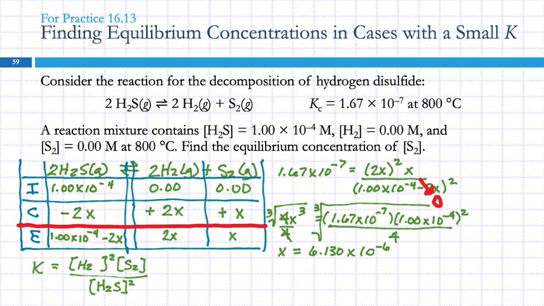6.13 times 10 to the minus 6. That's pretty small, right? How do we check to see if it's valid? We're going to divide it by what it was subtracted from to see if it's 5% or less. So 6.13 times 10 to the minus 6 divided by what I subtracted it from.